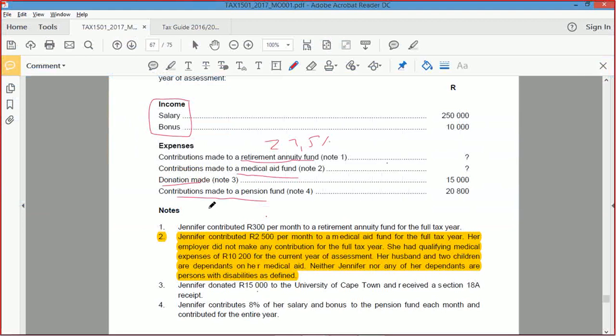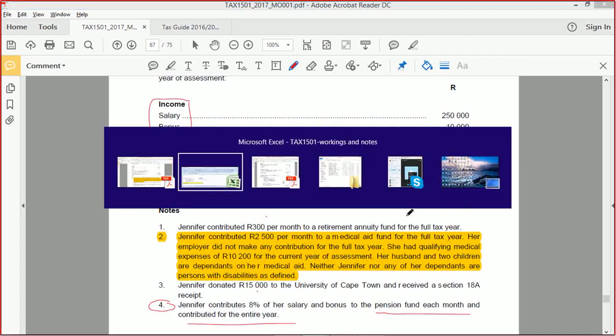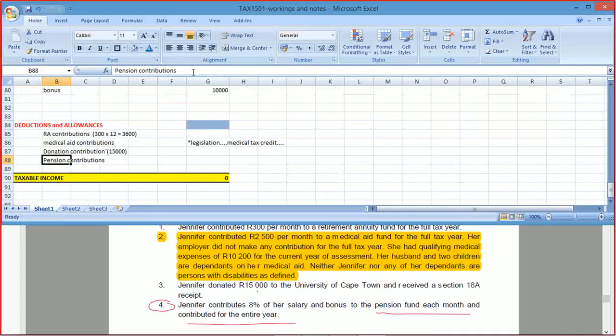How much is the pension? Contributions made to a pension, 20,800. Notice though here, point number 4, Jennifer contributes 8% of her salary and bonus to the pension each month, and contributes the entire year. Okay, so that's what she's contributed, 20,800. Do you agree? Yes. 20,800, close brackets. Okay, so now we need to apply the rules.